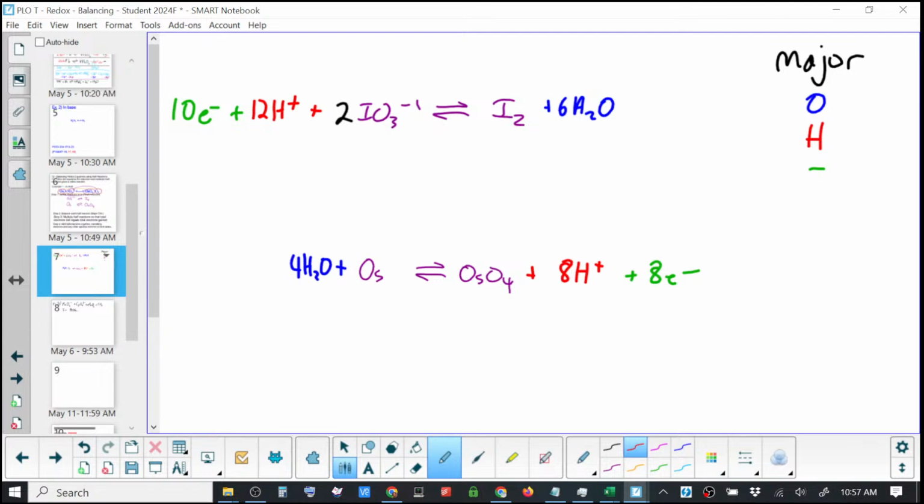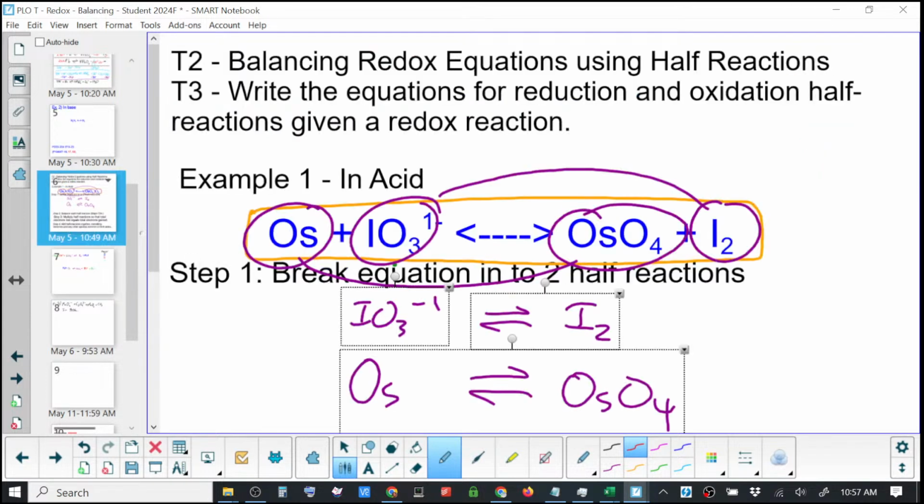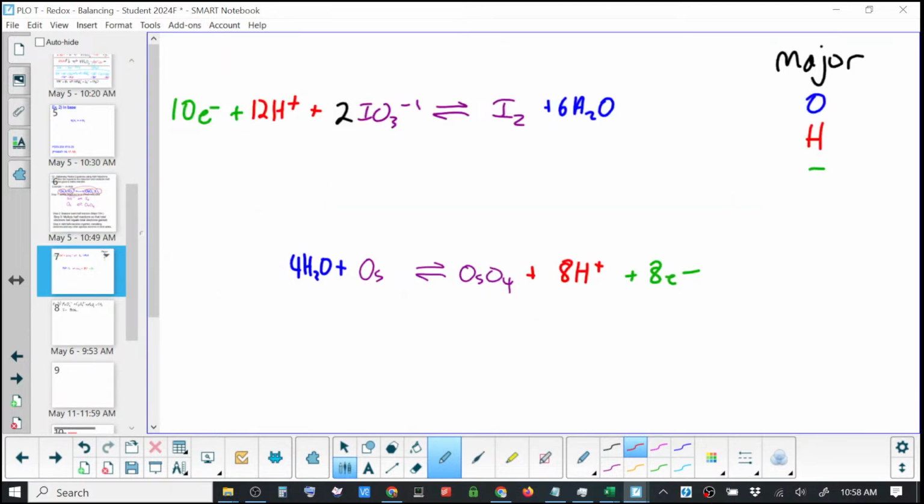Okay? Now, we're not quite done. This was all one equation. We have to make it back into one equation. And which one of these species do you never see in an equation? Electrons. Electrons can't be there. Right now, the electrons won't cancel.